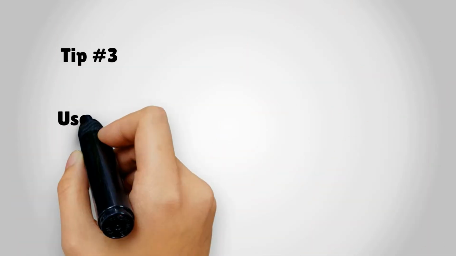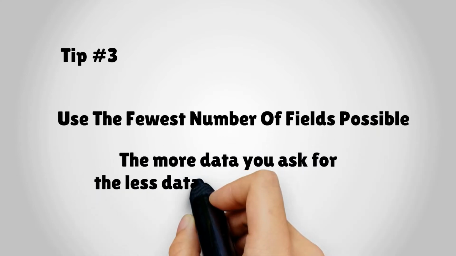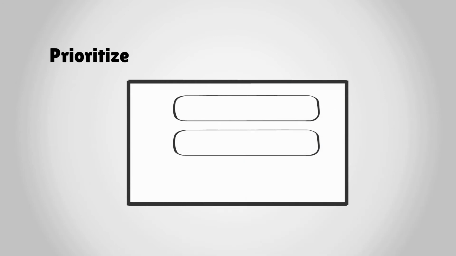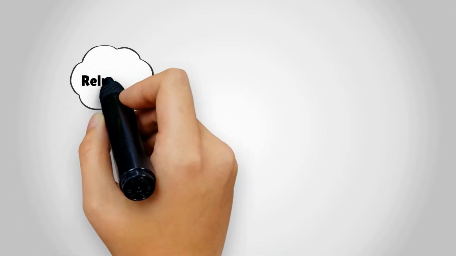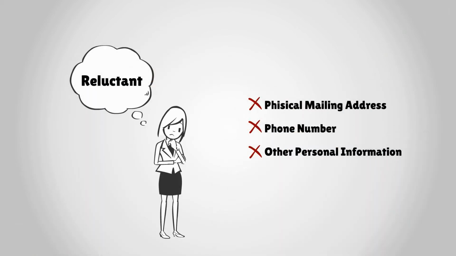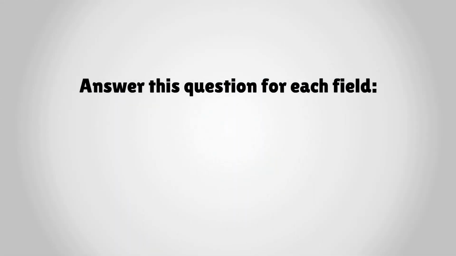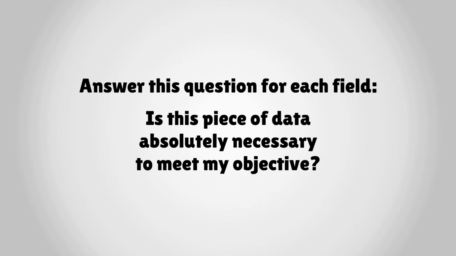Number 3. Use the fewest number of fields possible. The more data you ask for, the less data you're likely to get. Prioritize the most important fields, such as email address and possibly first name. Of course, we want as much information as possible, but people are more reluctant to give their physical mailing address, their phone number, and other personal information. Answer this question for each field. Is this piece of data absolutely necessary to meet my objective?